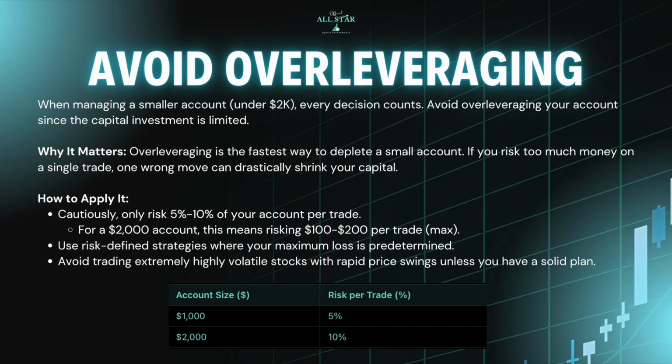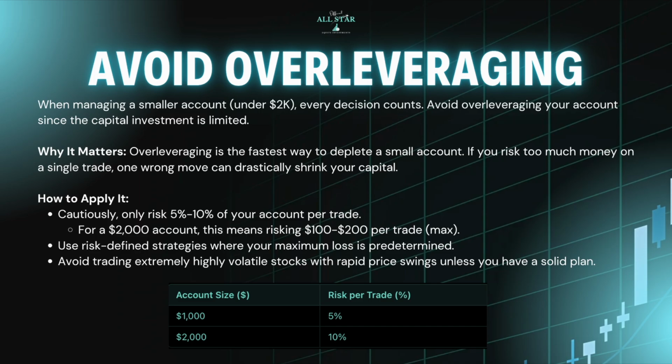Now, small accounts should prioritize longevity over rapid gains, and I'll talk about that more throughout this video. But a good rule of thumb is to stick to risking anywhere between 5% to 10% of your account per trade just to preserve your capital. So on a $2,000 account, that means risking no more than $100 to $200 per trade. So focus on risk-defined strategies where your potential loss is capped before you enter the trade.